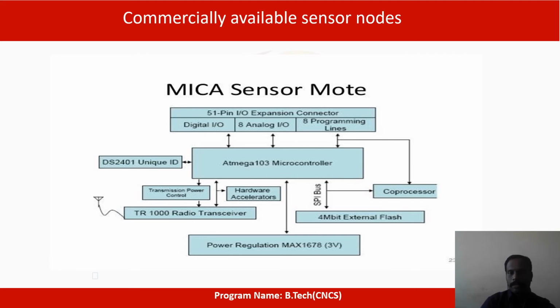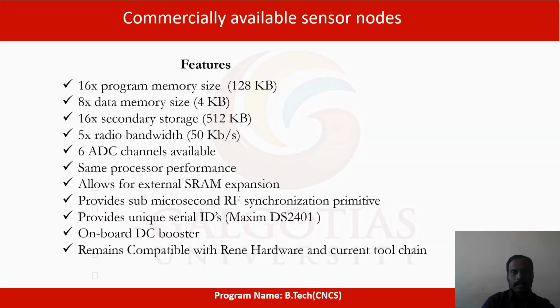So these are the Mica2 motes. The features of these motes are 16x program memory size, 8x data memory size, 16x secondary storage, 5x radio bandwidth, 6 ADC channels, the same processor performance, it allows for external SRAM, static RAM, it provides sub-microsecond RF synchronization, and an onboard DC booster.